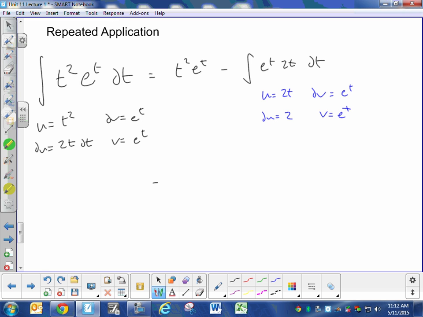So what we have is this t squared e to the t minus a new u dv, which is uv minus the antiderivative of v du, and now I have an antiderivative I can take.